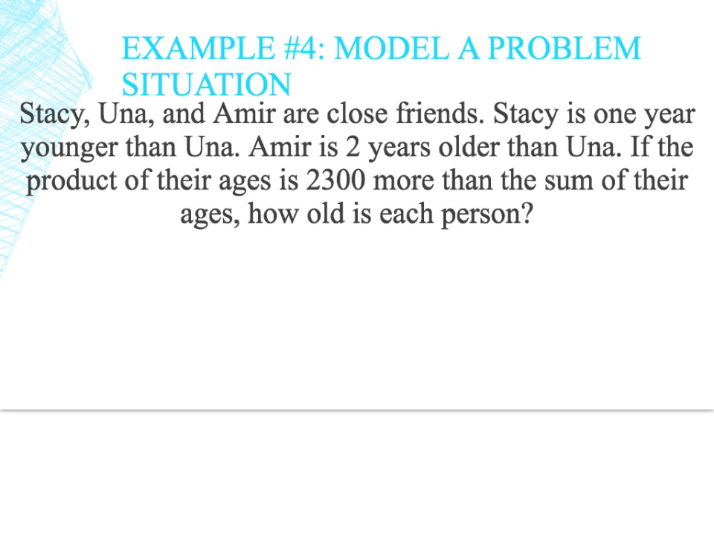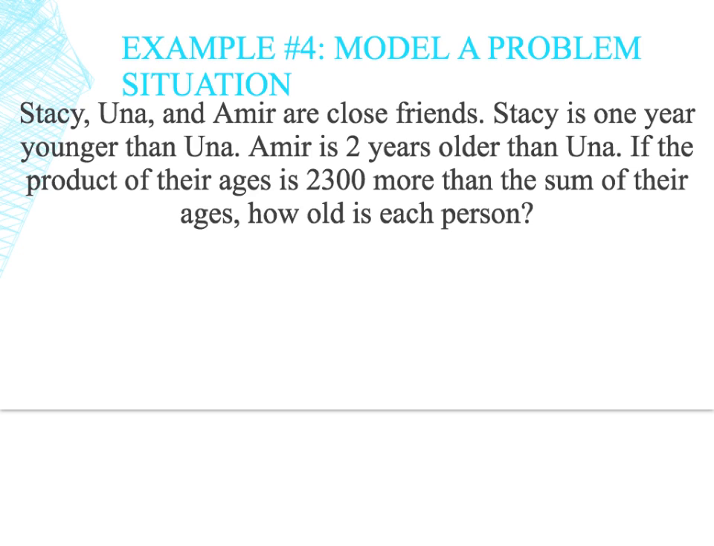All right, so in example 4, we have a word problem. I believe this is our first word problem of this section, so let's go ahead and practice this. It says Stacy, Una, and Amir are close friends. Stacy is 1 year younger than Una. Amir is 2 years older than Una. If the product of their ages is 2,300 more than the sum of their ages, how old is each person?